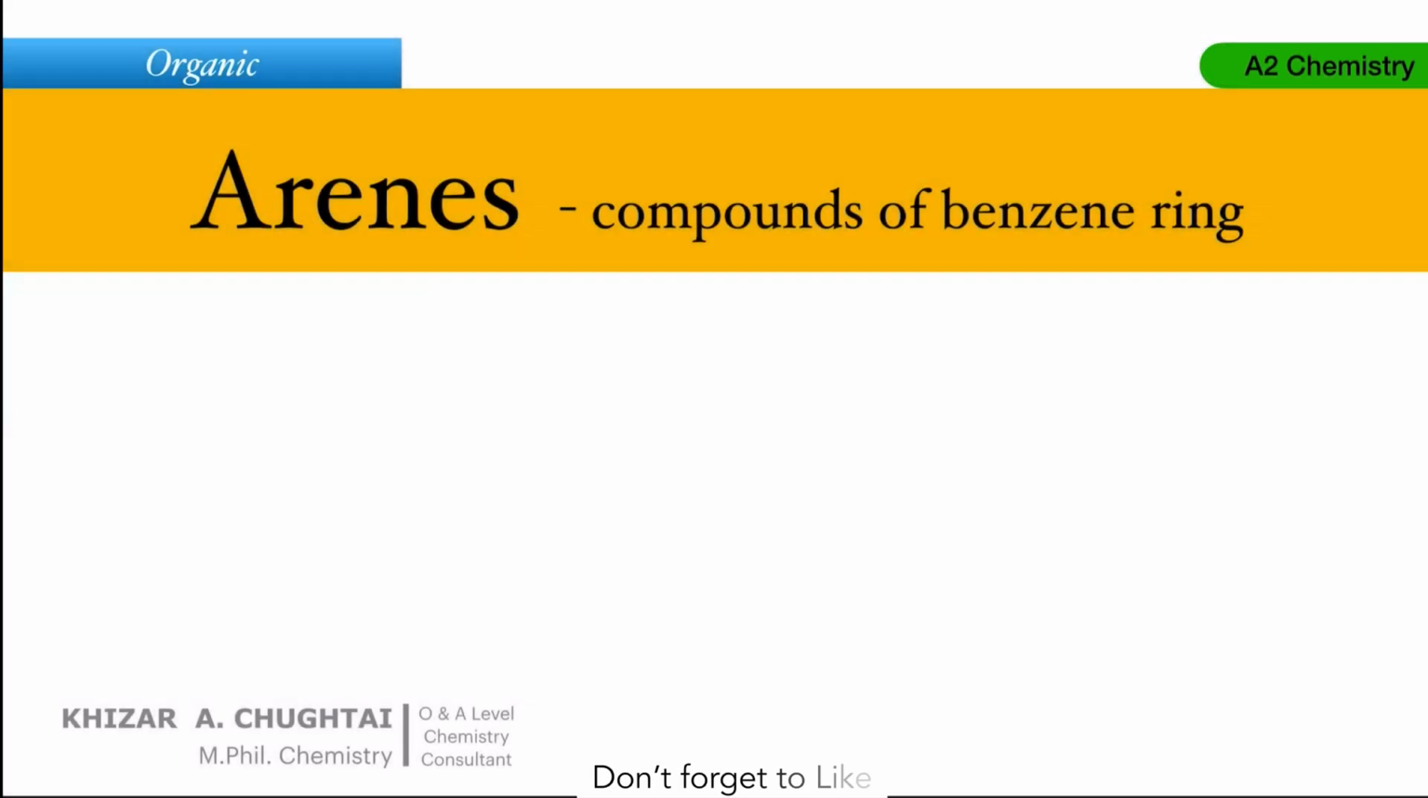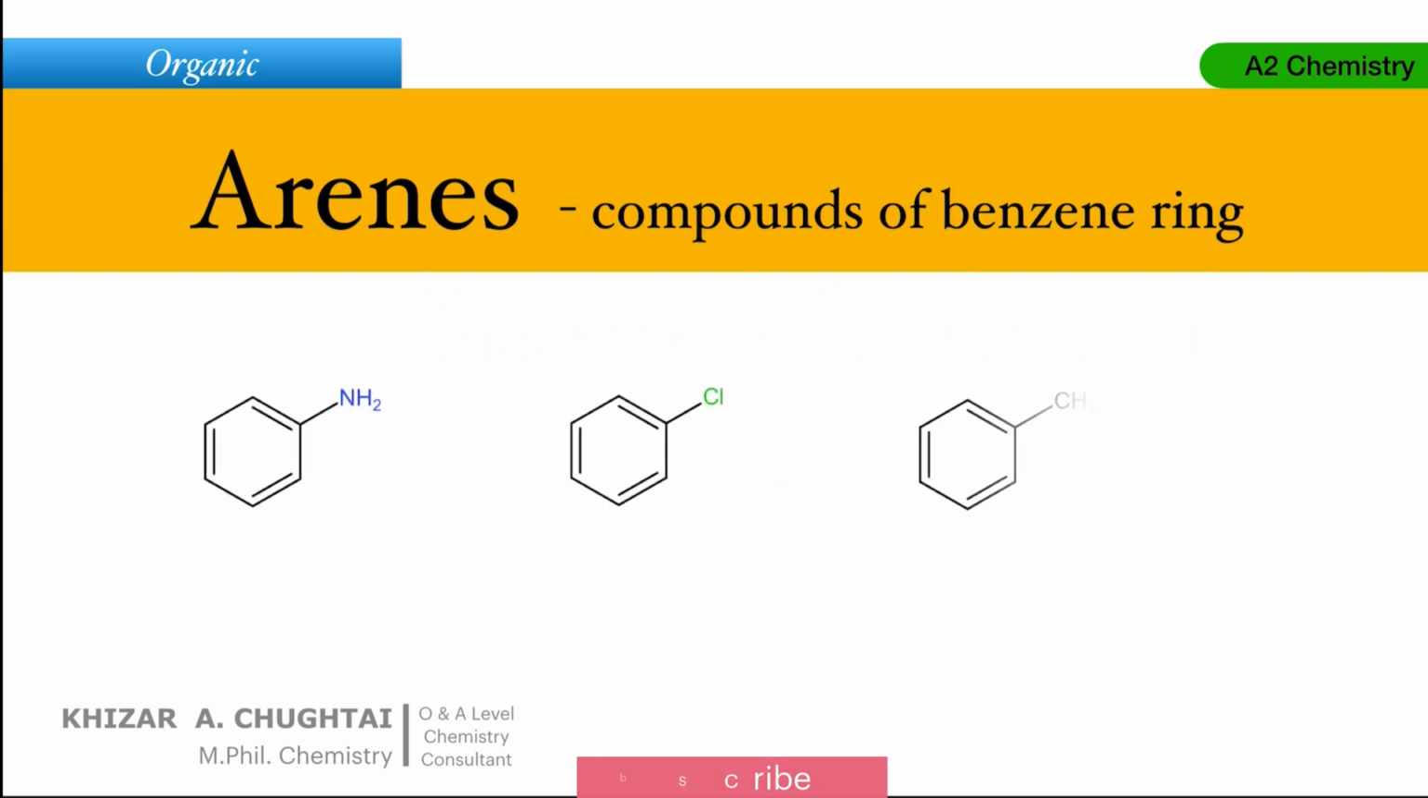Compounds having a benzene ring are generally known as arenes. For example, here are these four compounds, and collectively they are all said to be arenes. In arenes, there are basically two portions. One is the benzene ring, and this is the simplest arene. This is the benzene ring, and this is the part other than the benzene ring.